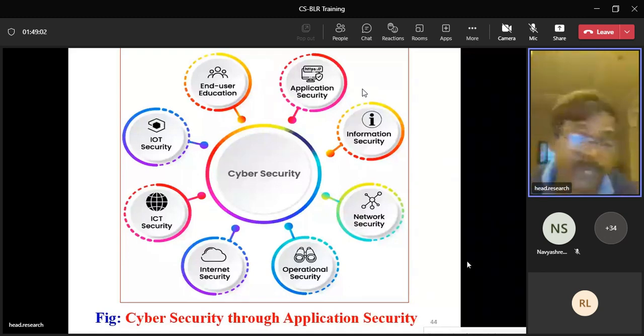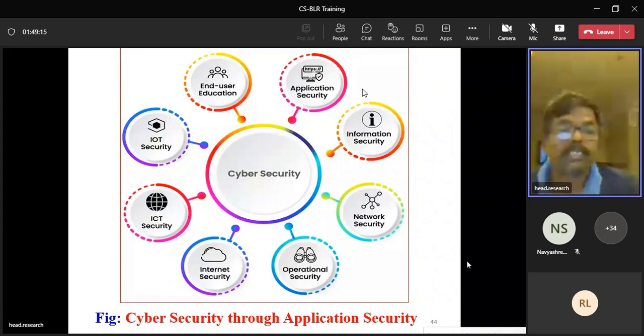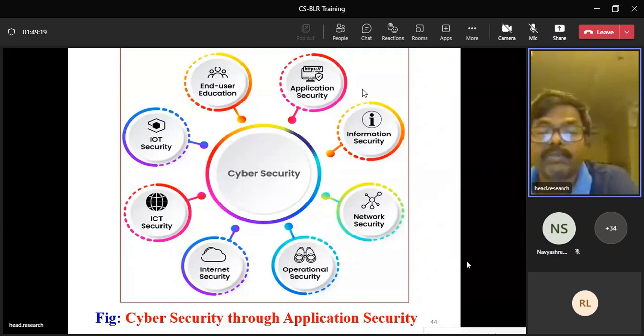How you are providing security for IoT devices. ICT security, information communication technology. We are using various ICT tools for our application purpose. How you are protecting. Internet security. Internet is a network of networks. Network is a collection of interconnected systems.